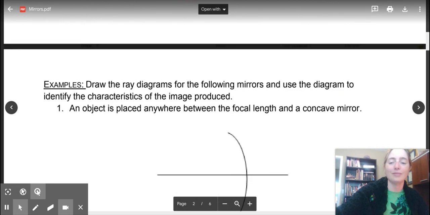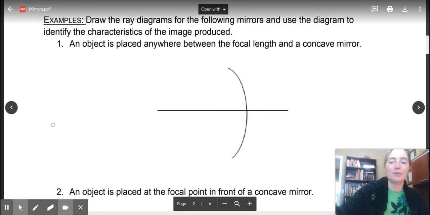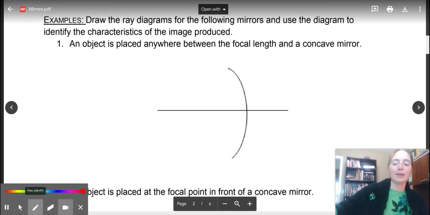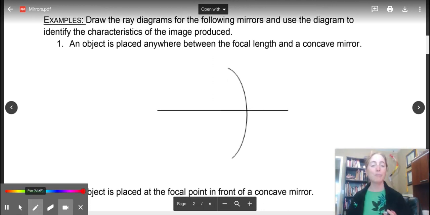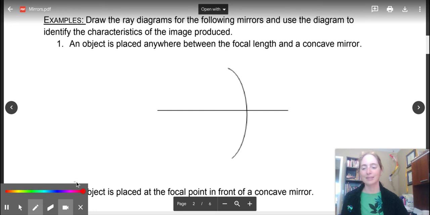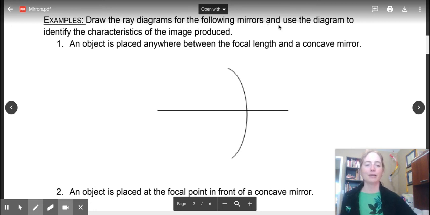Okay. All right. So what we've got here, ladies and gentlemen, are some mirrors that we've set up for you, and we're going to do some practice. Draw the ray diagrams for the following mirrors and use the diagram to identify the characteristics of the image being produced. An object is placed anywhere between the focal length and a concave mirror.